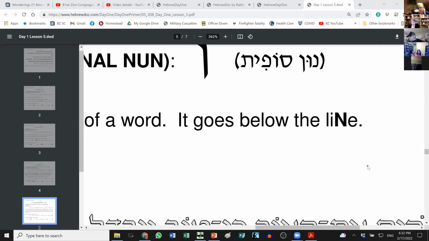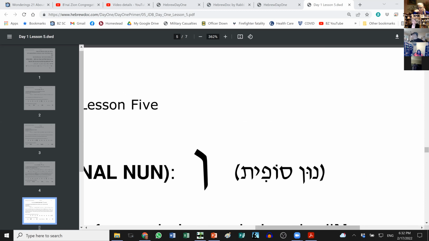Oh, and wait, I forgot to show you. So the cursive nun looks like this. If the block nun looks like this, it's narrow and it goes below the line. The cursive nun doesn't even have this little dingle thing here. It just goes straight down, just a line that goes straight down and goes below the line. There's your line. So it's a final nun, and it's just a straight line.